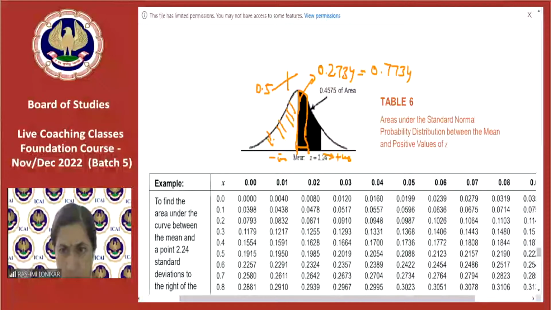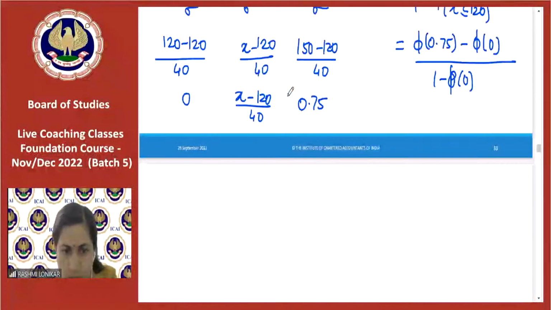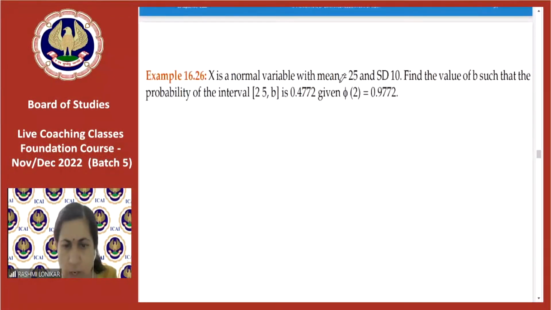So this is how you are supposed to be doing the sums. Similar sums you will have. Just try to substitute the values and find the area under the curve. You will get the answer.